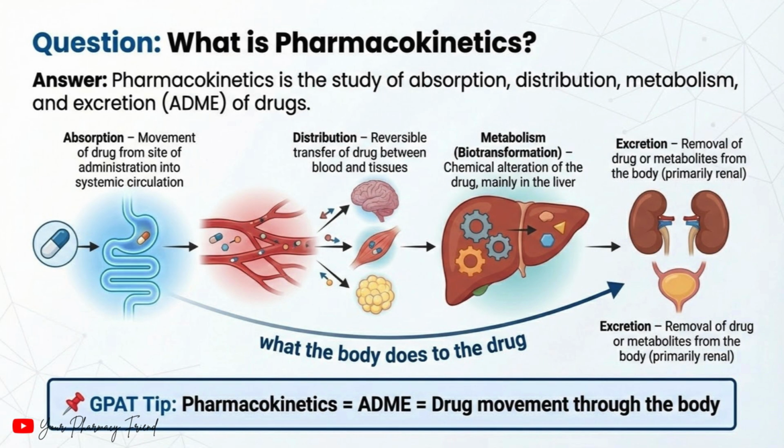What is pharmacokinetics? Pharmacokinetics is the study of absorption, distribution, metabolism, and excretion of drugs. In simpler terms, it describes what the body does to a drug. This includes how the drug enters the bloodstream, how it moves through different tissues, how it is chemically transformed, and finally how it is eliminated from the body. Remember, pharmacokinetics is essentially summarized by the acronym ADME: absorption, distribution, metabolism, and excretion.